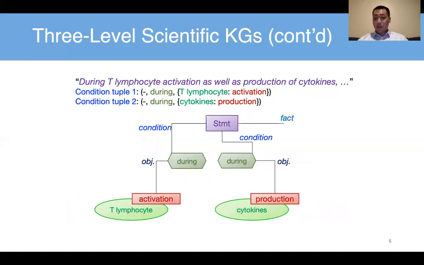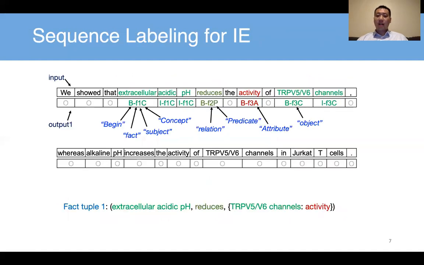This is another example. And this is another example. Say, how can we represent the condition tuples into a knowledge graph in 3 layers? Okay, then the question is, how can we build this knowledge graph? How can we extract the fact tuples and the condition tuples?